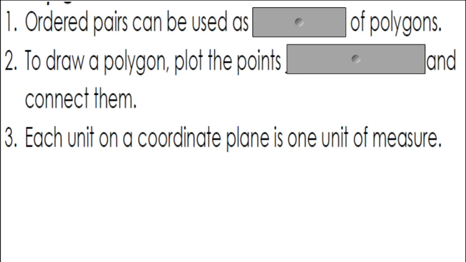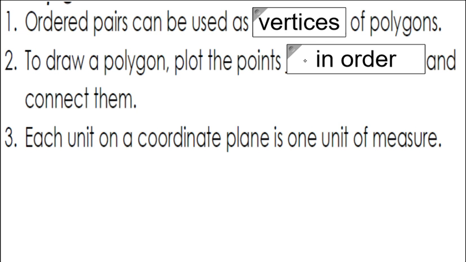Ordered pairs can be used as vertices of polygons. A vertex is basically the corner of a shape. So if I plot 3 points on the graph, I can make a triangle if I connect the dots, right? Same idea, a rectangle with 4 points and all that. To draw a polygon, we plot the points in order and connect them.